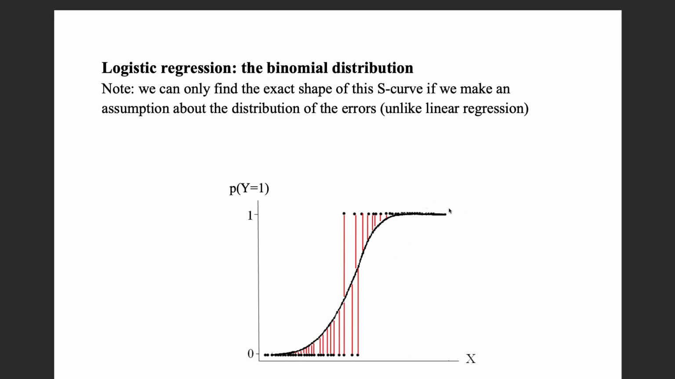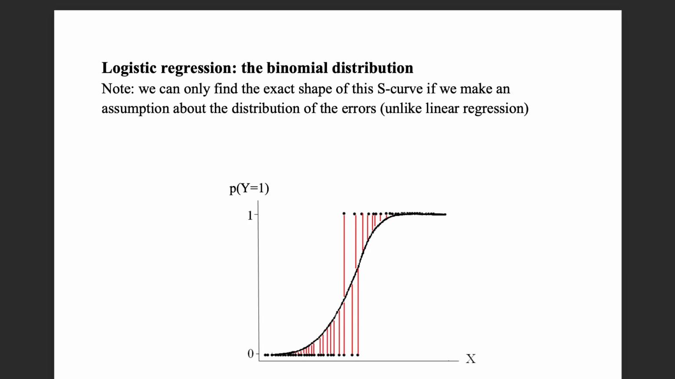The only way we can actually find a shape for this S-curve, so the right values for our coefficients, is if we make an assumption about how the errors are distributed. This is really different from a linear regression model. In a linear regression model, we just minimize the sum of squared residuals and let them be whatever they are. In a logistic regression model, that doesn't work. We need to make an assumption about the distribution of our error term to even be able to find values for our coefficients. In formal terms, this is referred to as a so-called identifying assumption.